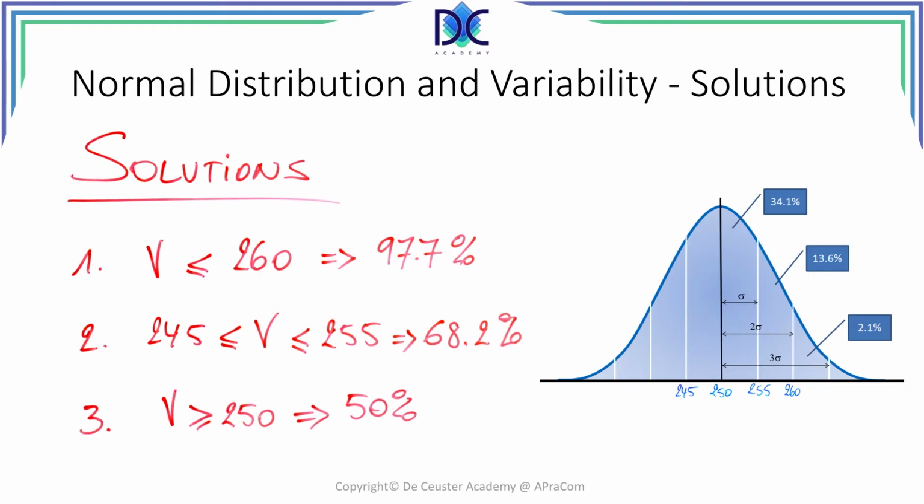34.1% plus 13.6%, which is 47.7. When we add the 50% at the left-hand side of the average, we conclude that the probability that the volume will be less or equal than 260 is equal to 97.7%.